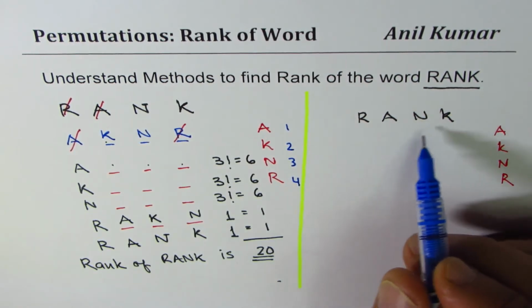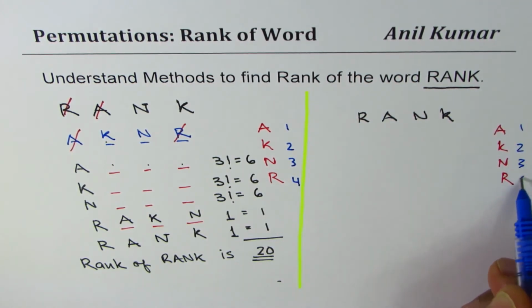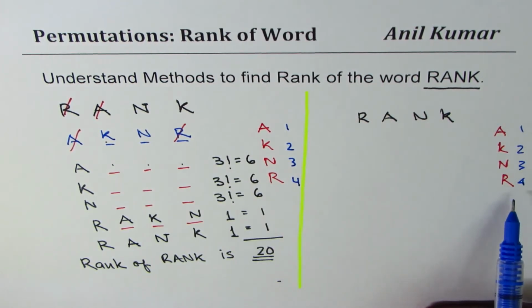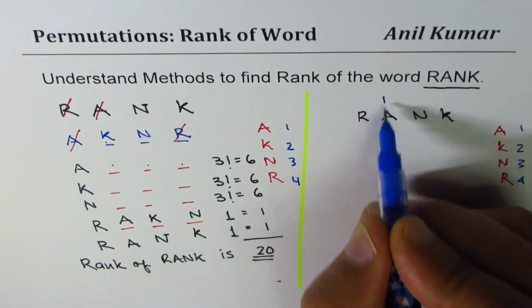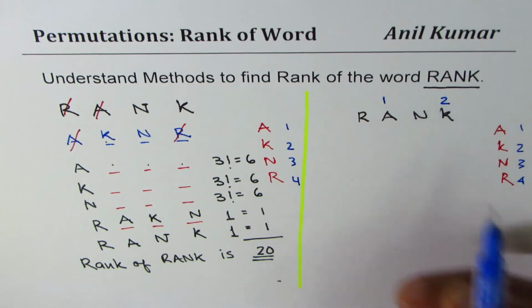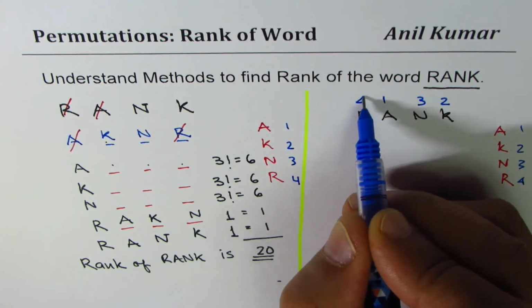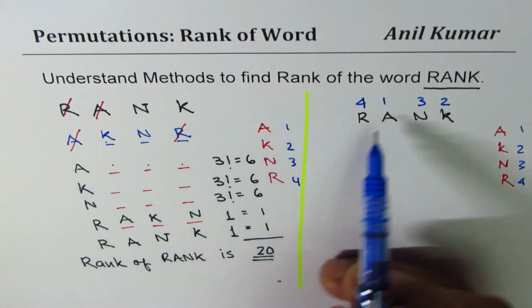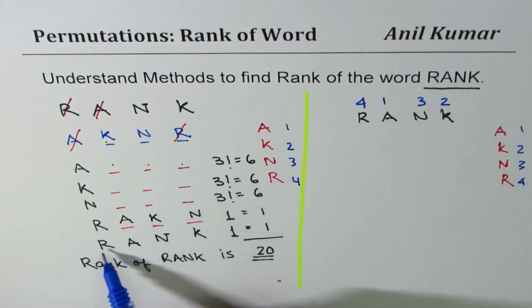So the position of each letter respectively will be 1, 2, 3, and 4. We can write this position number on top of the letter. That's just a method to do it. So A is 1, K is 2, N is 3, and R is 4. These are their positions. If you write the word, we start with the letter R, which is 4, then A, which is 1, then N, which is 3, and then K, which is 2.